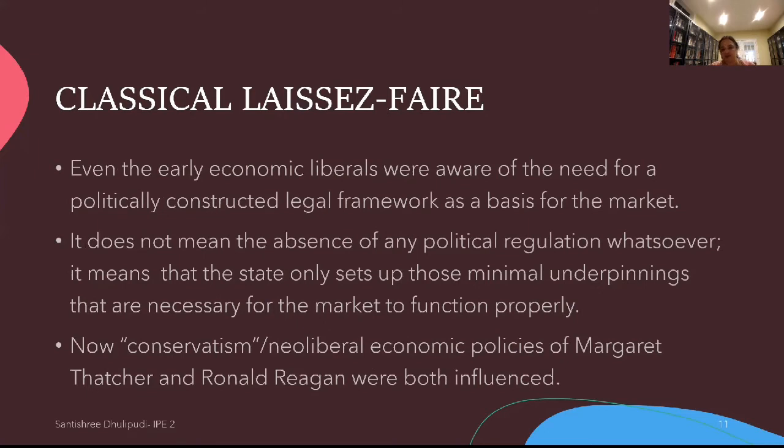Now, what is classical laissez-faire? Even the early economic liberals were aware of the need for a politically constructed legal framework as a basis for the market. It does not mean the absence of any political regulation whatsoever. It means that the state only sets up those minimal underpinnings that are necessary for the market to function properly. Now, conservatism, neoliberal economic policies of Margaret Thatcher and Ronald Reagan were both influenced by this school.